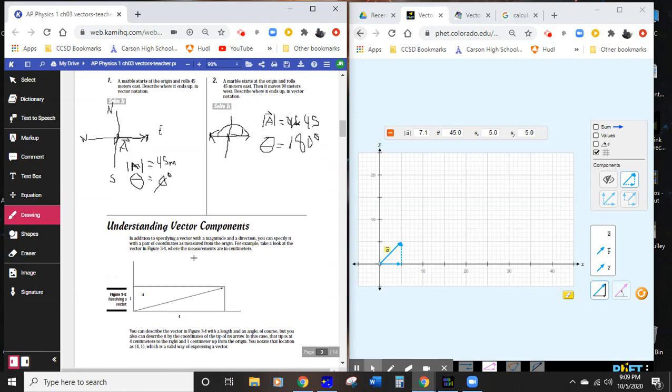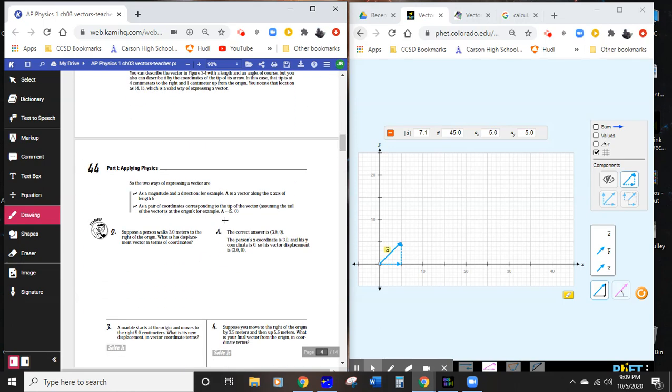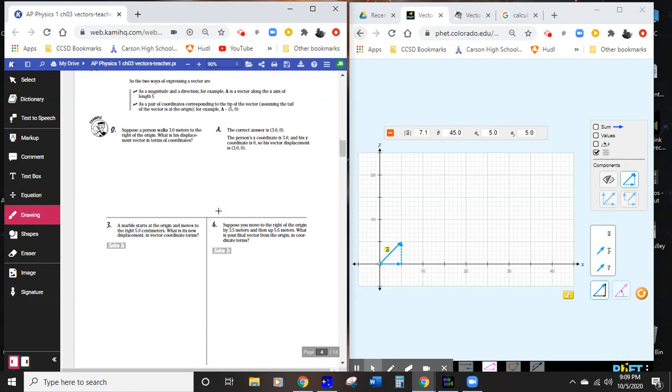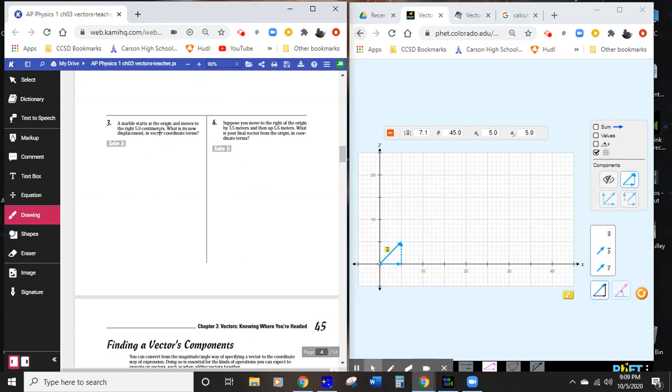Okay, so let's go ahead and scroll down some more. And here it's talking about components, okay, components here. Okay, and let's take a quick look here. You can do the reading here, but let's take a look at this example right here, number 3. Marble starts at the origin and moves 5 centimeters. Okay, moves to the right 5 centimeters. What is this new displacement in vector coordinate terms?